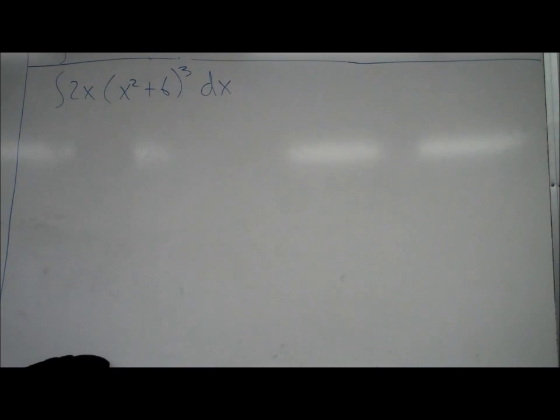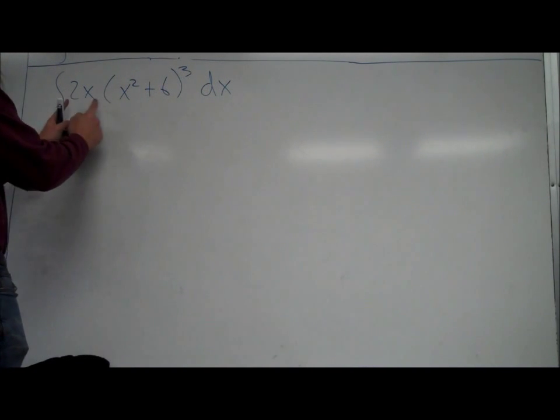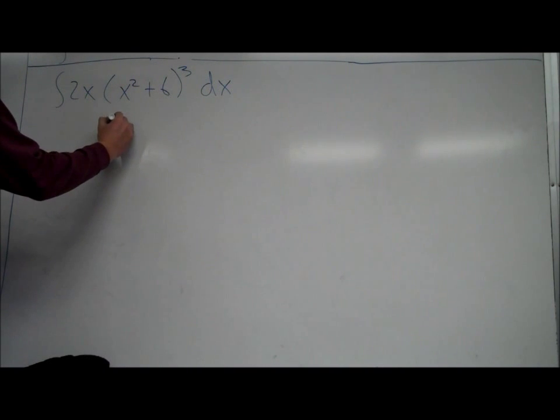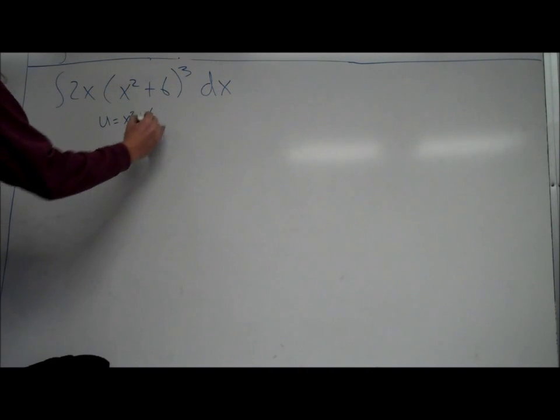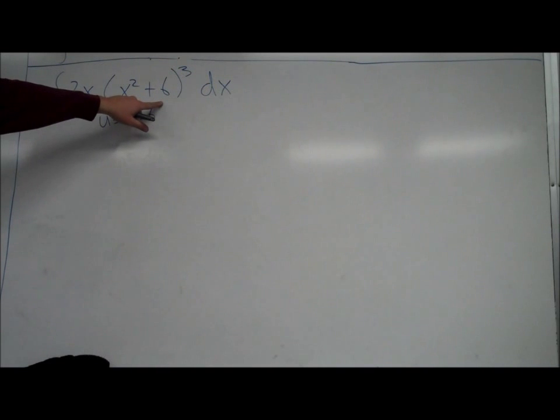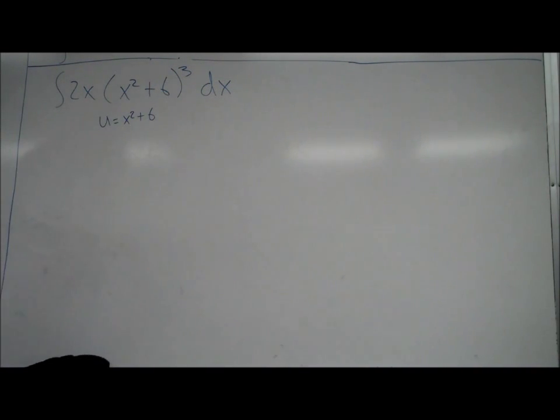So once you've recognized it's U-Sub, you choose your U, and again, your U is generally going to be an inner function. It's going to be something that when you take the derivative of it, it equals something else outside of that inner function. So I'm going to let U equal x squared plus 6, and I'm going to substitute U in for x squared plus 6. So my integral will then be in terms of U, so my dx is something that I can't have anymore. I need a du there.